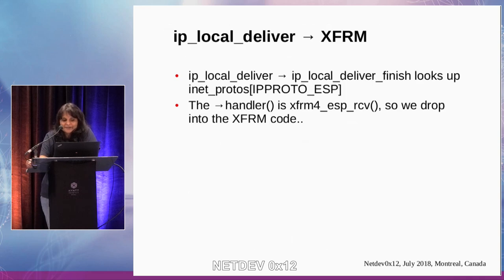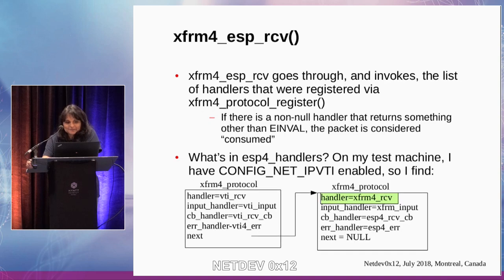So IP local deliver will call, this is the slow path, remember. It's going to look up the input function pointers in inet protos, which is another array which handles a pointer per protocol number. So it looks it up for ESP, and then it takes us into the input function handler for IPsec, which is XFRM for ESP receive. So now we're finally in the IPsec code.